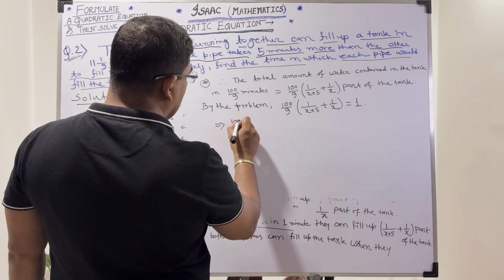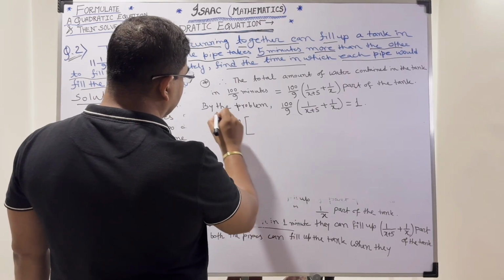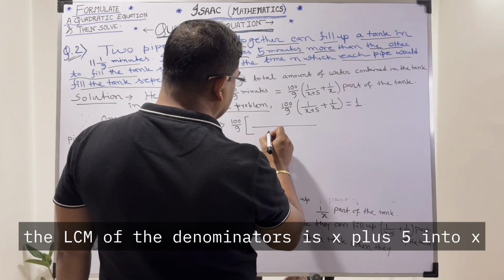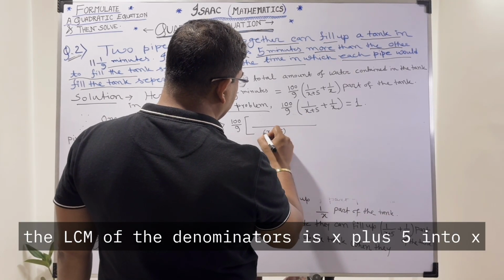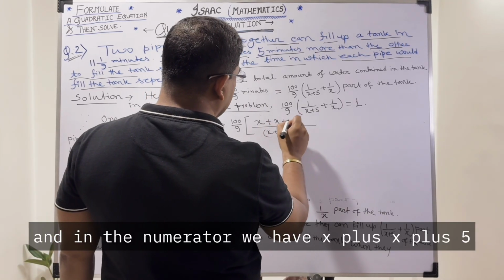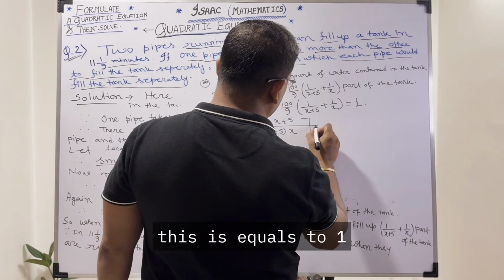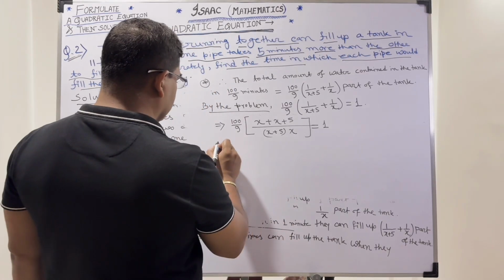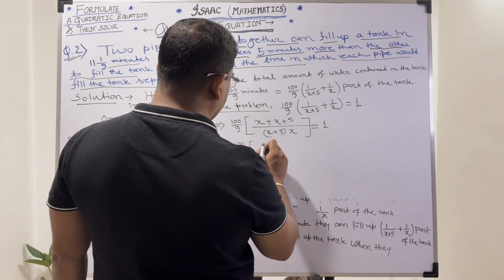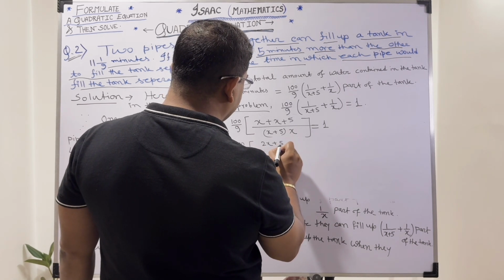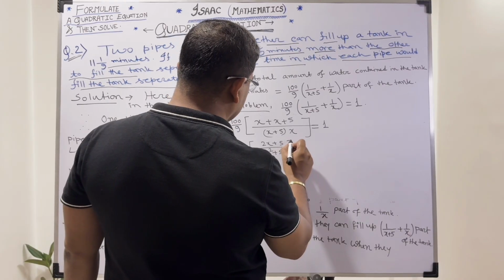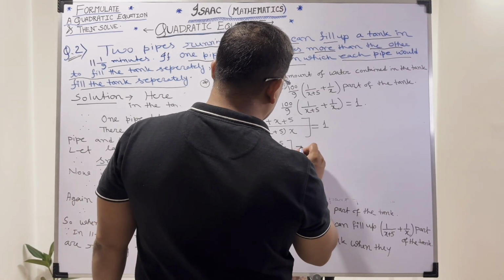So this implies 100 by 9 into, the LCM of the denominators is x plus 5 into x, and in the numerator we have x plus x plus 5. This is equal to 1. So this implies 100 by 9 into 2x plus 5 whole divided by x square plus 5x equals 1.